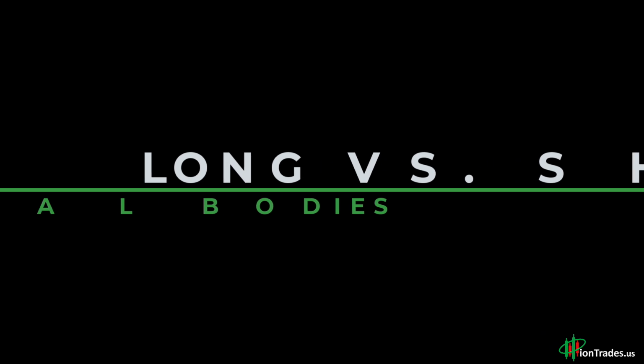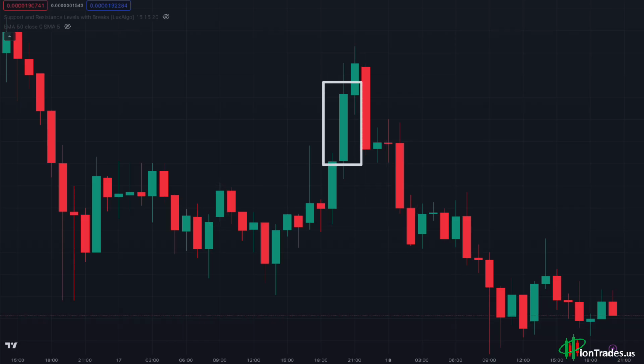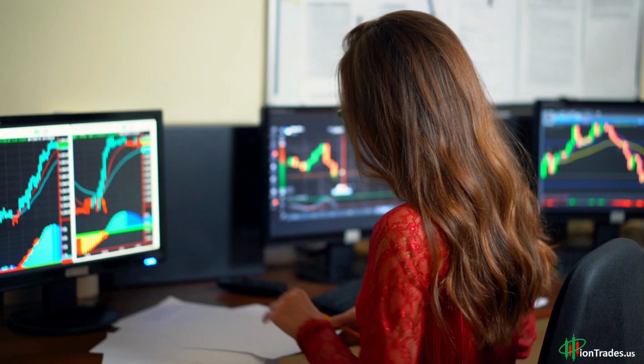Long versus short real bodies. Real bodies come in different sizes. A long real body indicates a significant price movement during the time, signaling strong conviction among buyers or sellers. Conversely, a short real body suggests indecision or a relatively small price movement, indicating uncertainty among market participants.